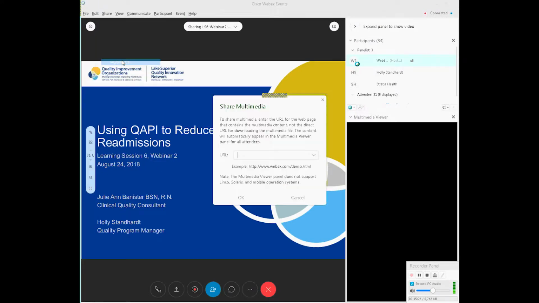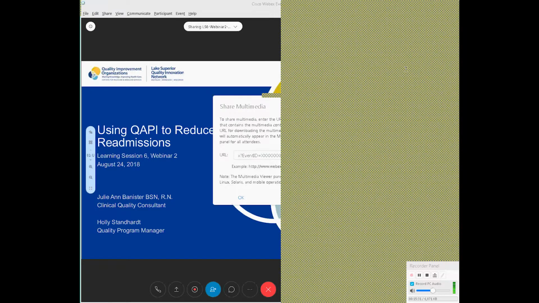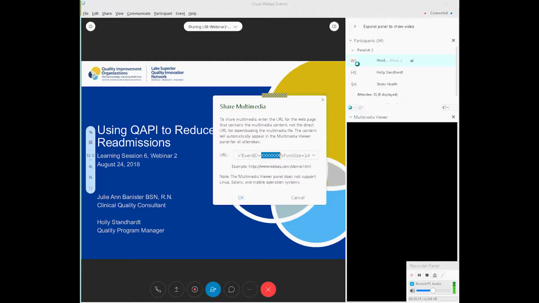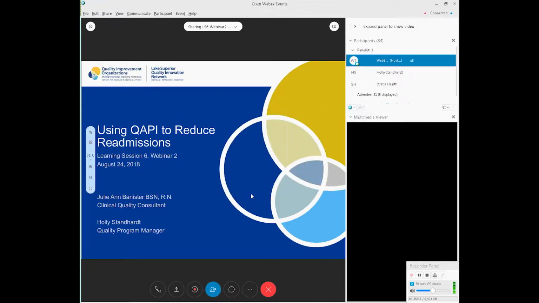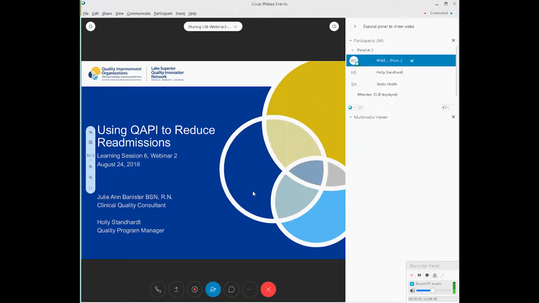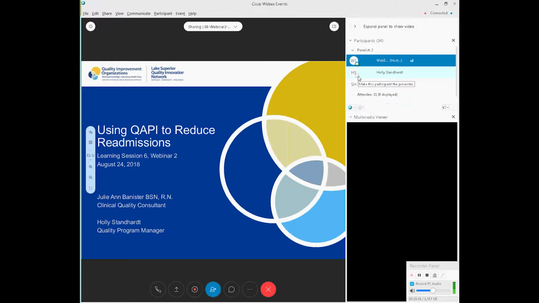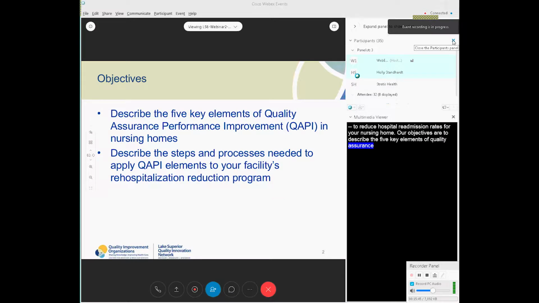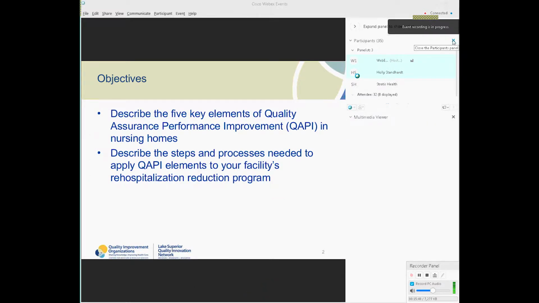We're going to seek to understand how using QAPI, or the Quality Assurance Performance Improvement process, can help to reduce hospital readmission rates for your nursing home. Our objectives today: we're going to describe the 5 key elements of QAPI that apply to your facility's rehospitalization reduction program.